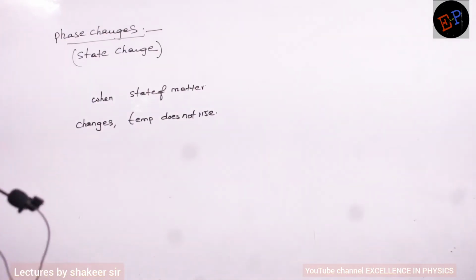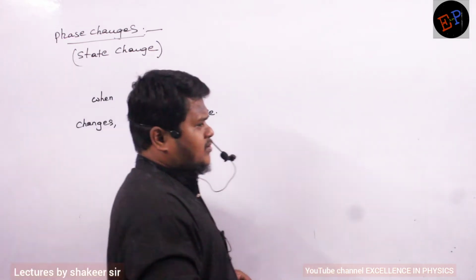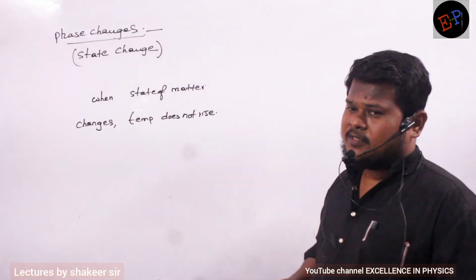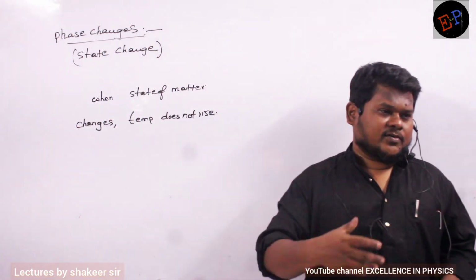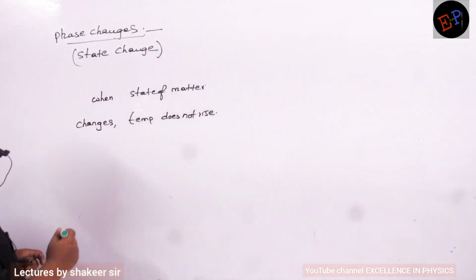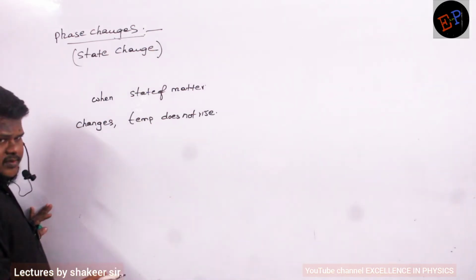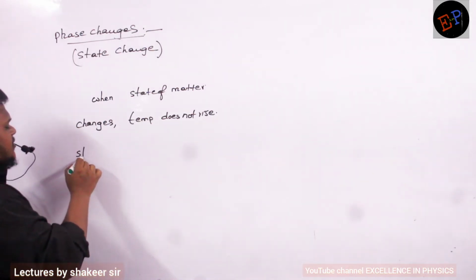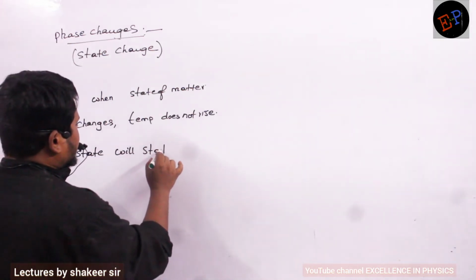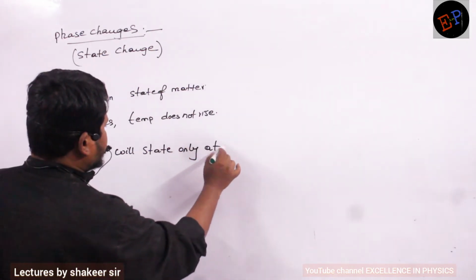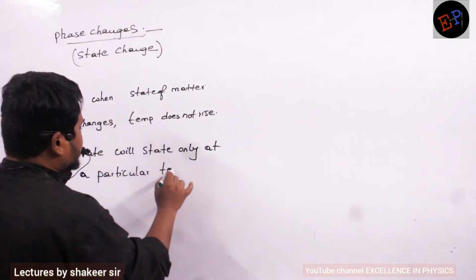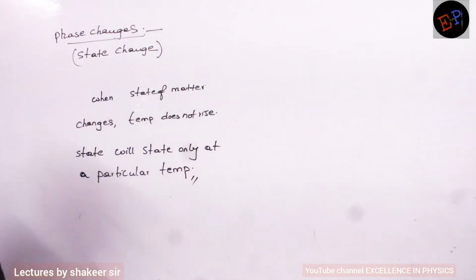And latent heat. Okay? So next we are discussing changes in phases, or you can call it state change. State change means changing from solid to liquid, liquid to gaseous. This is called change of state. When a state changes, temperature does not rise. And the state will change only at a particular temperature. So these are two important points which you should always remember.